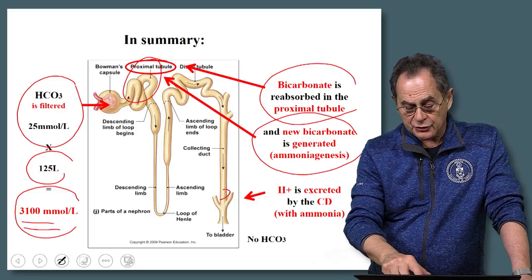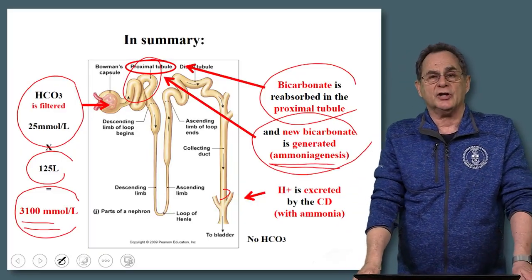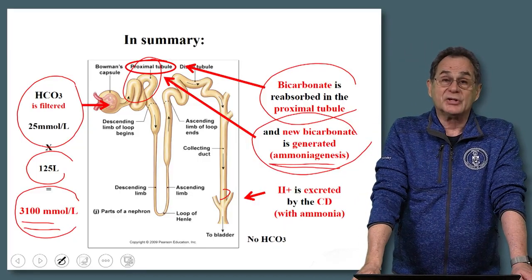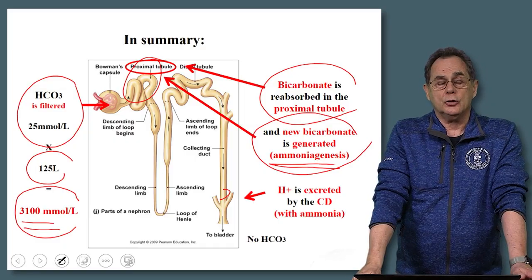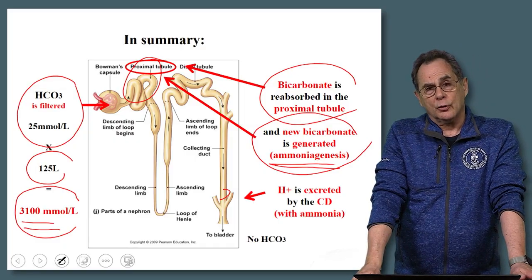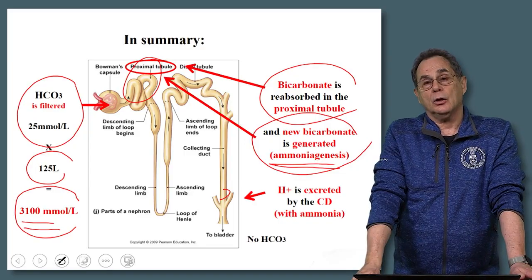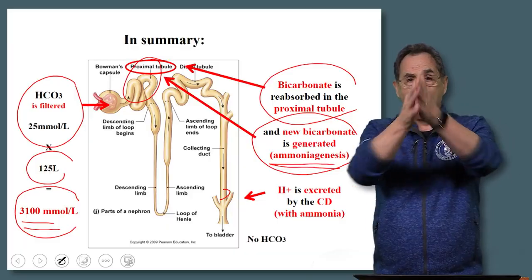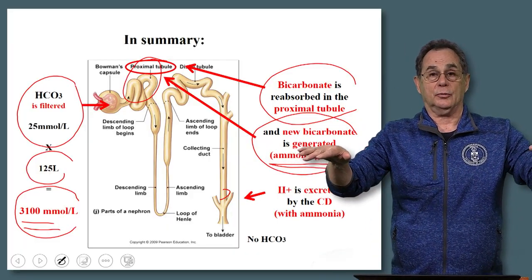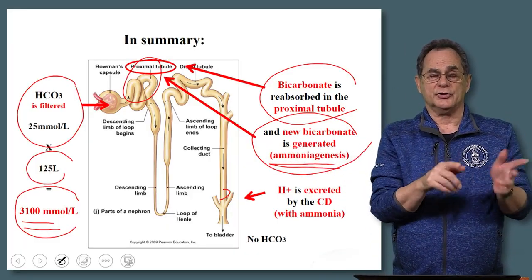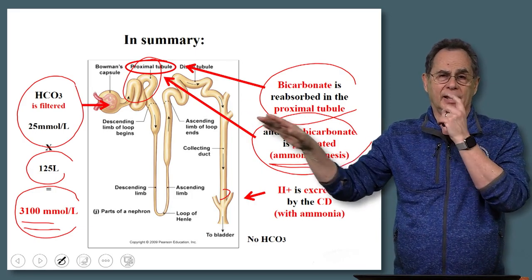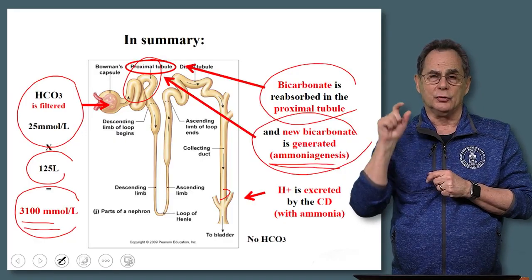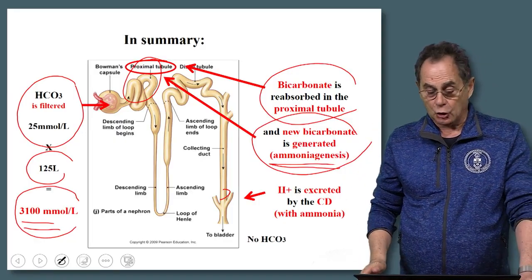New bicarbonate is generated by a process called ammoniogenesis, which is the metabolism of glutamine to alpha-ketoglutarate and to malate in the mitochondria of the proximal tubule cells. And the ammonia exits at the luminal membrane via sodium-hydrogen exchange, and the bicarbonate exits the cell at the basolateral membrane by virtue of a sodium bicarbonate cotransporter.